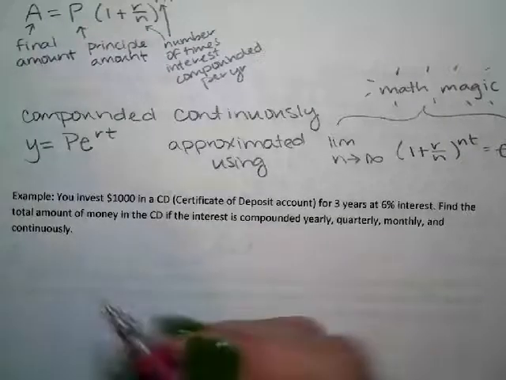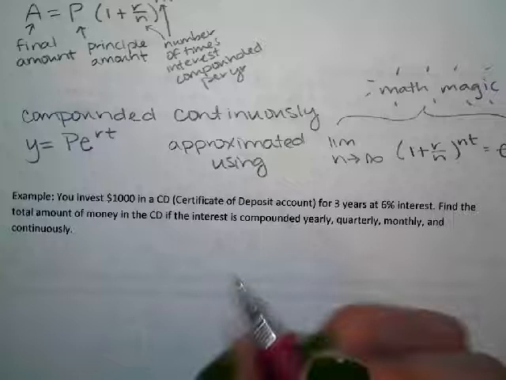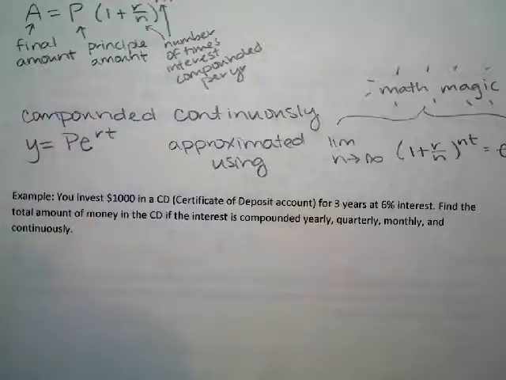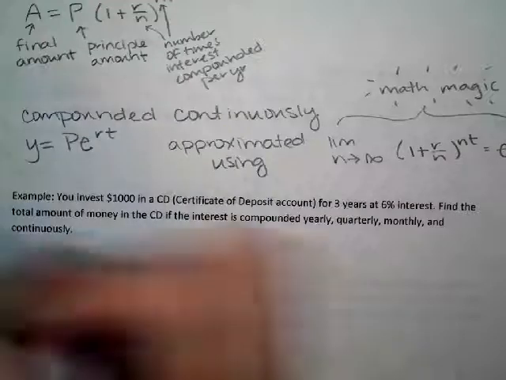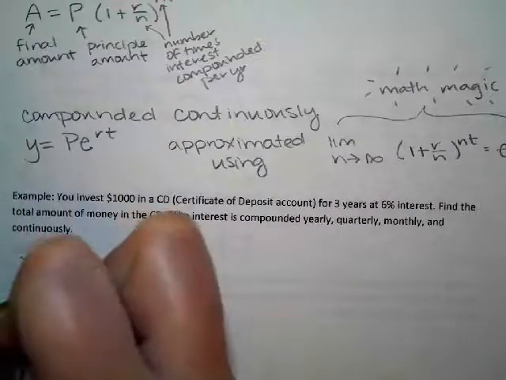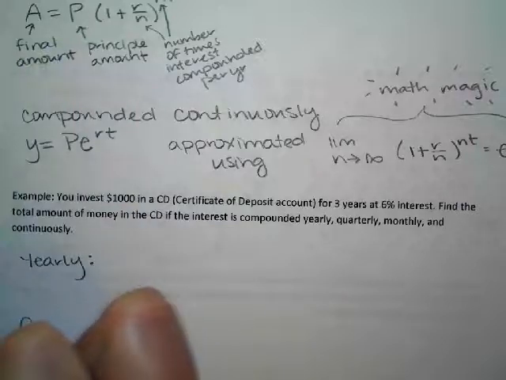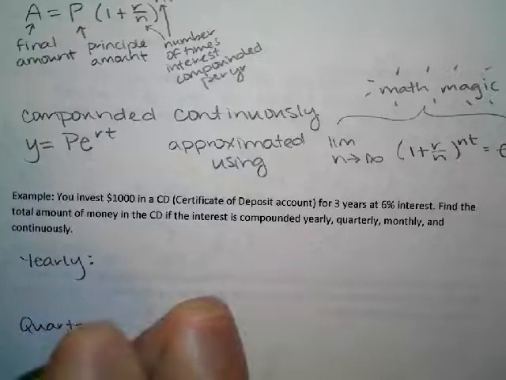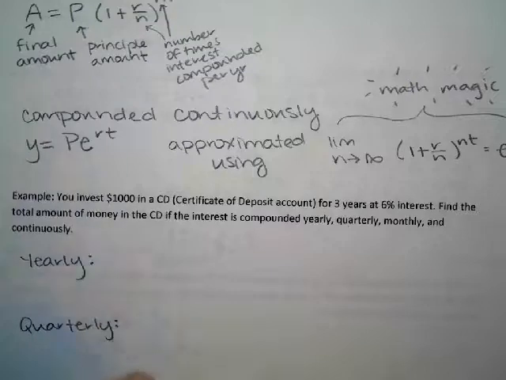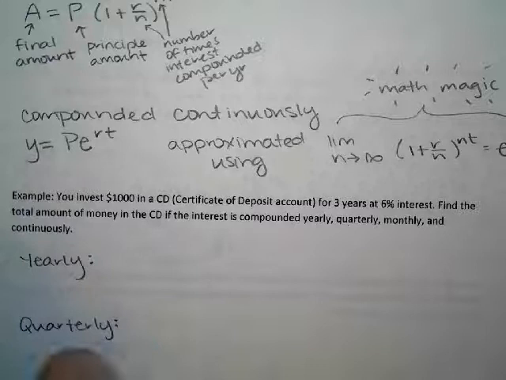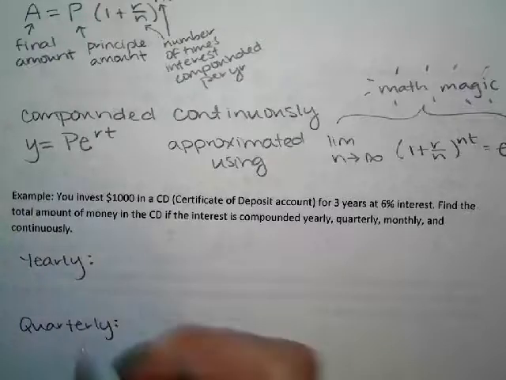so we are going to do 4 equations: yearly, quarterly, monthly, continuously. Okay.